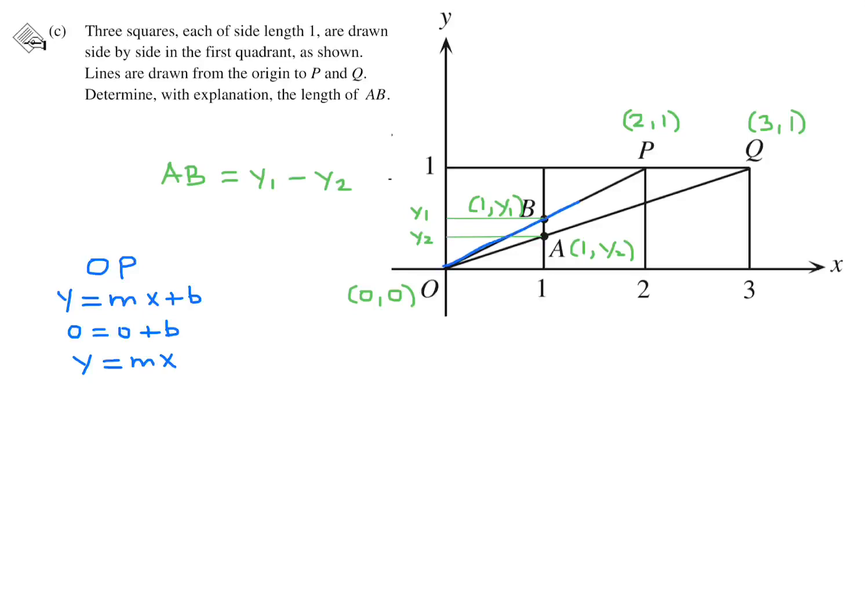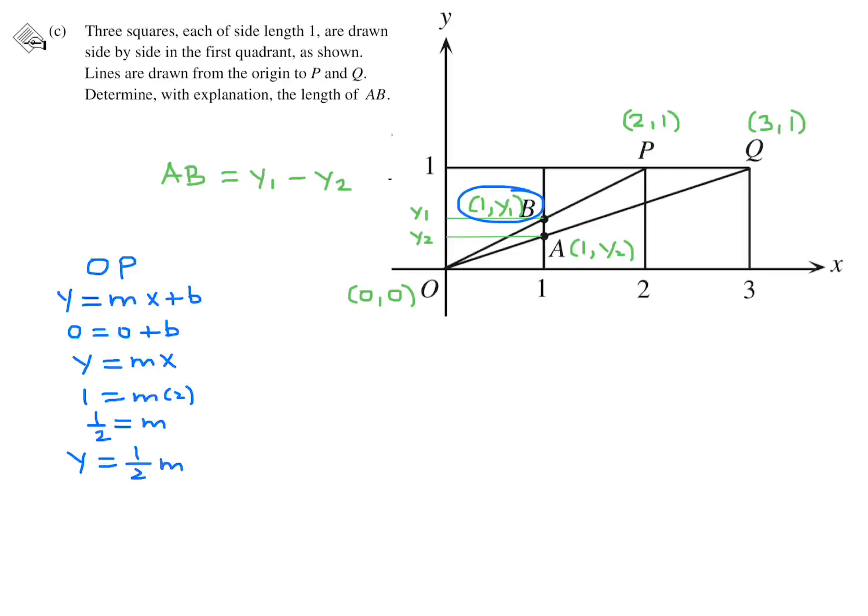Now, if I want to find the equation of line OP, I'll use this point to figure out my m. So when x is 2, y is 1, like that, and therefore m is a half. So the equation of this line is y is equal to 1/2 x. Okay? So I hope that was not too confusing.